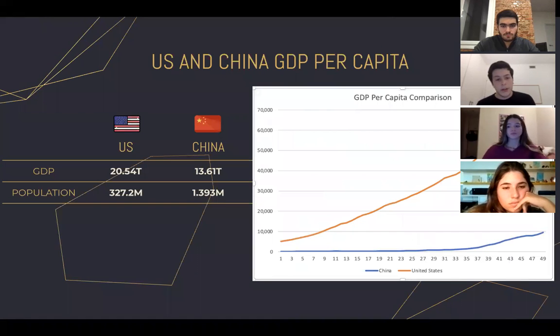Now, when we compare their populations, as Ricardo mentioned, China's population is around 4 times bigger than that one in the US. That is one of the main factors on why the GDP per capita in the US is way higher than the GDP per capita in China.